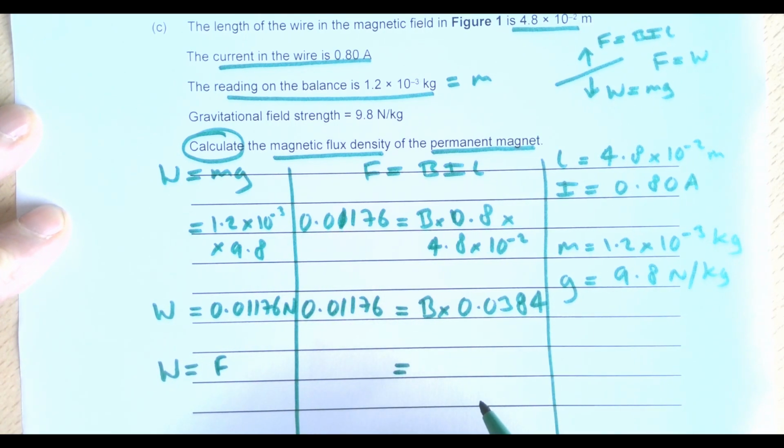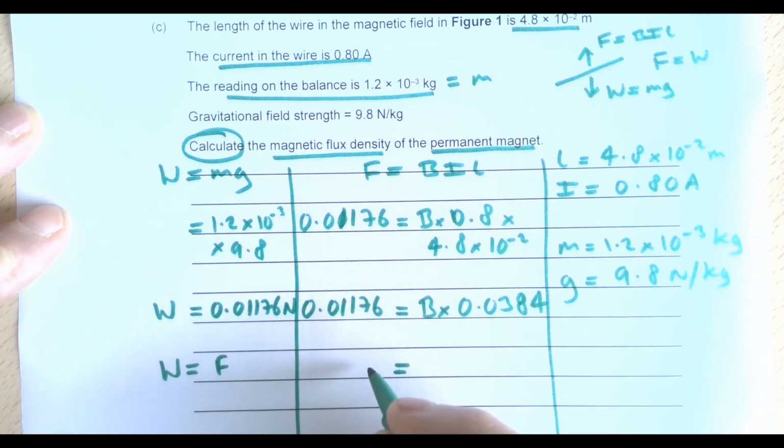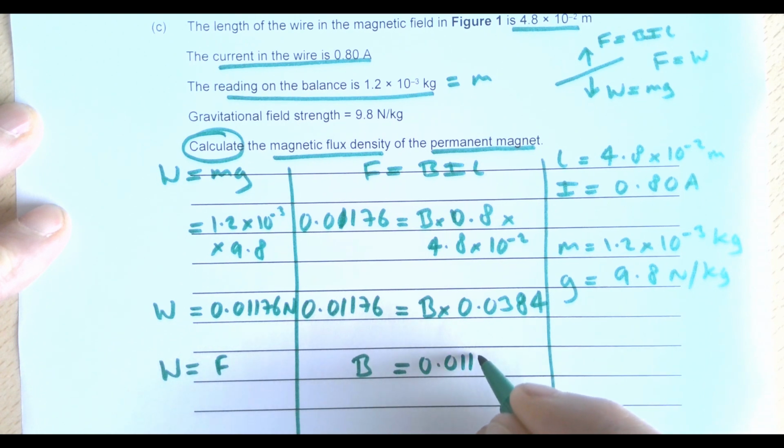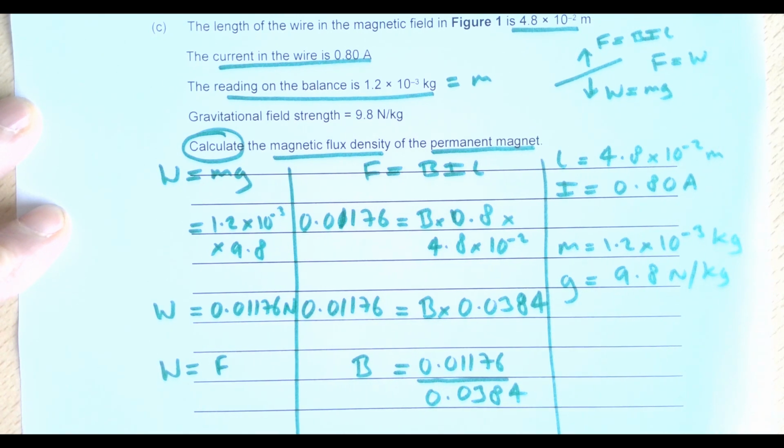To rearrange that. So I've done my substitutions. I'm now going to rearrange and solve. So I want to rearrange to get B. So I'm going to divide both sides by this. So B is equal to 0.01176 all over 0.0384 gives me a total value of 0.31 Tesla. Okay. So that's it.